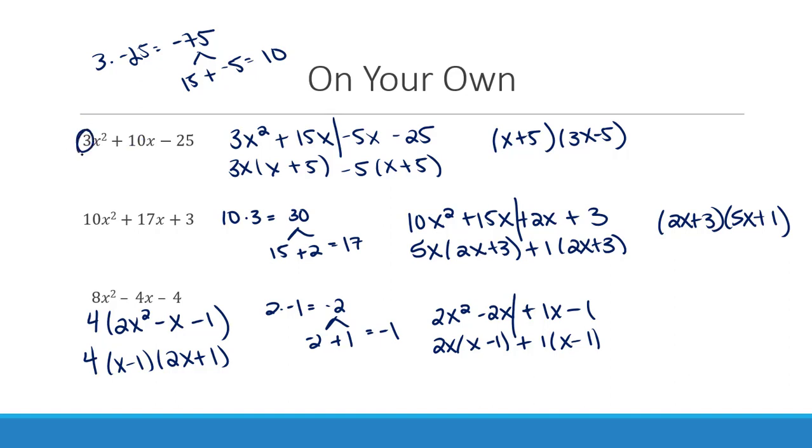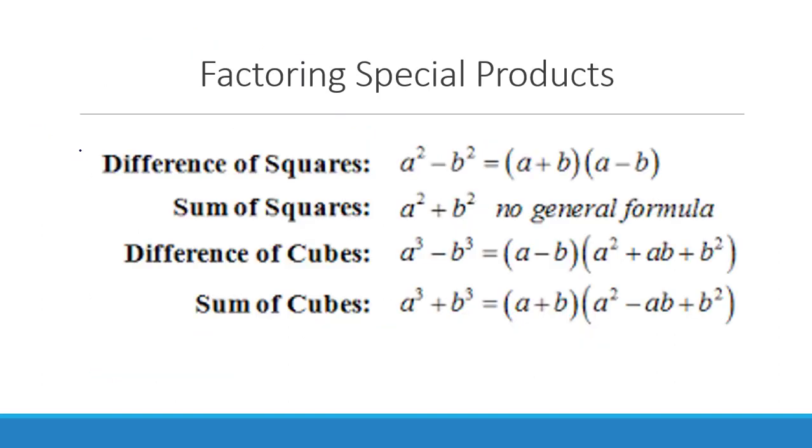If there is a number out front, that is not an option. So anytime you have a number out front of x squared, you have to use the AC method. The AC method kind of trumps everything. You can always use the AC method when in doubt.